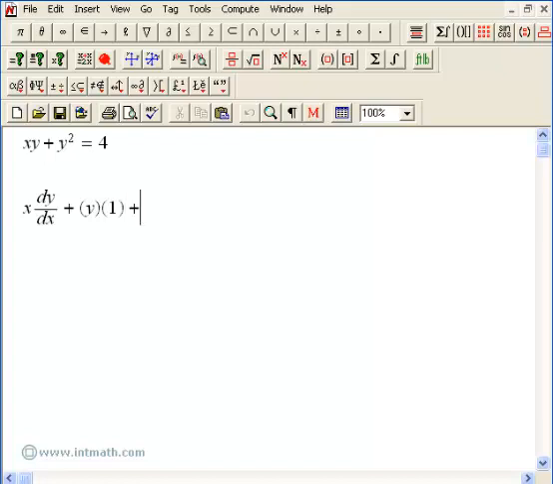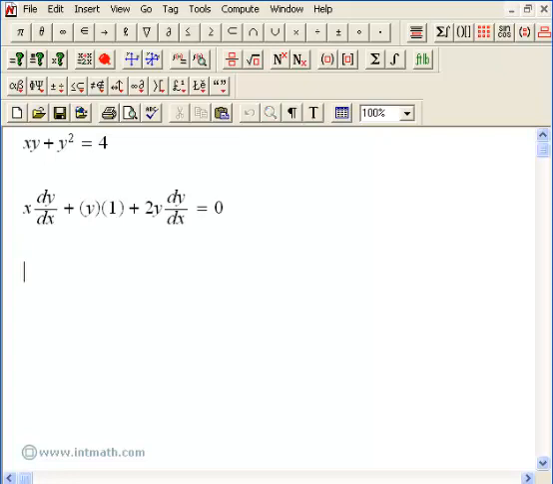Then we move on to finding the derivative of this part. Now, we learnt before that that's just 2y dy/dx. And finally, the derivative of a constant is simply 0.